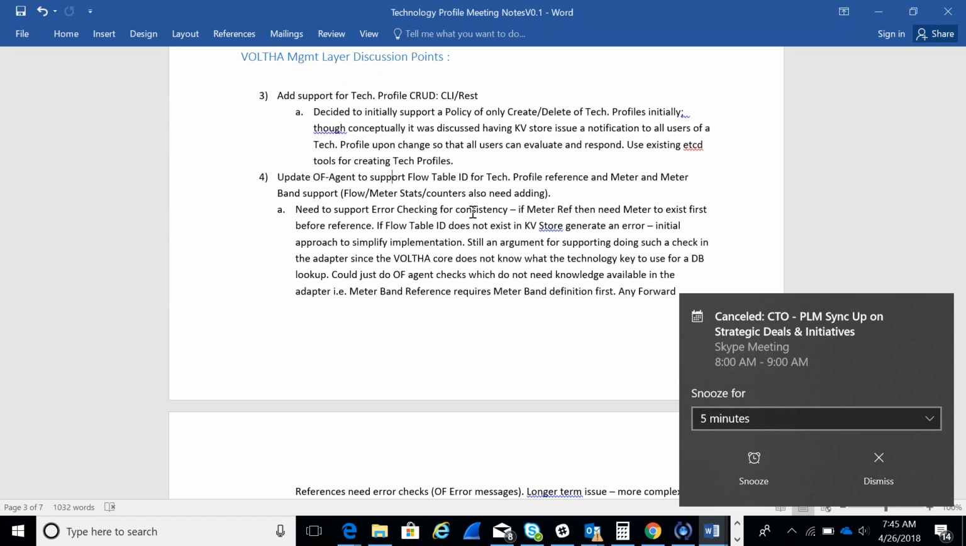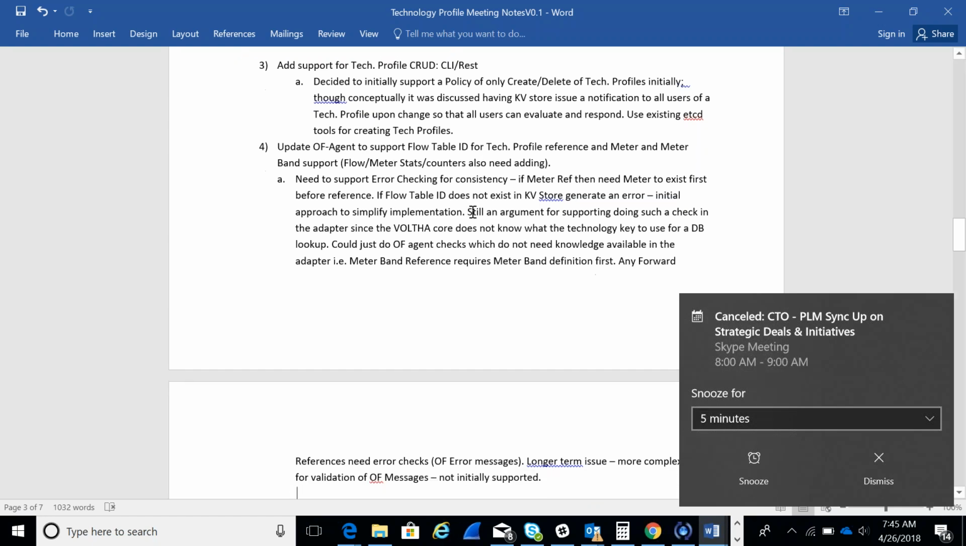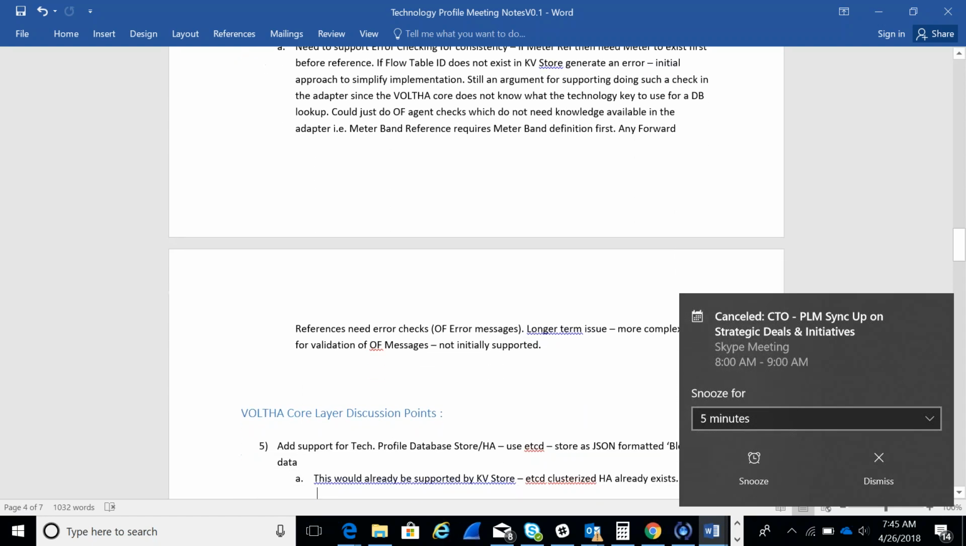So potentially the adapters would be ultimately the ones to figure out whether there was an error or not, because they understand the technology aspect of the profile. So this was just in order to keep it simple initially, we just allow error checking based on the existence of the table ID entry in the KV store. So there was a bit of discussion around that.